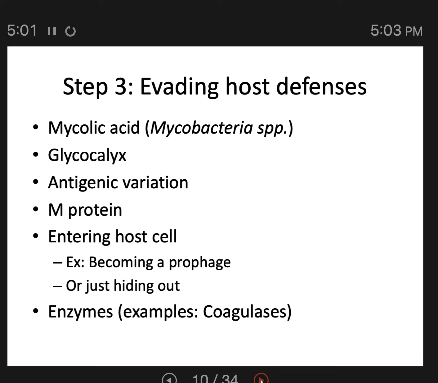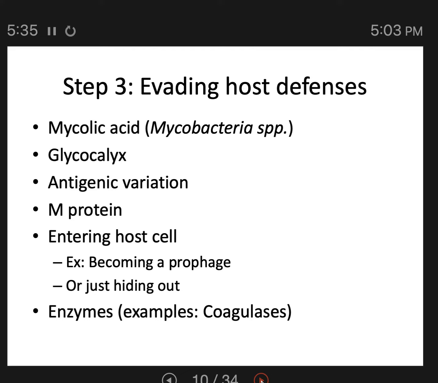But in this list we have mycolic acid, which is part of the unique cell wall of mycobacteria, which we covered when we talked about hard to kill pathogens in class. Glycocalyx, which we've talked about extensively as well. They form the capsule and also the slime layer. Antigenic variation is something new. It has to do with evading antibodies that your body produces to fight the pathogen. M proteins is something that a very specific genus of pathogens produce to evade your defenses.